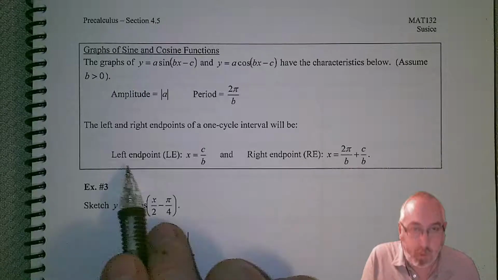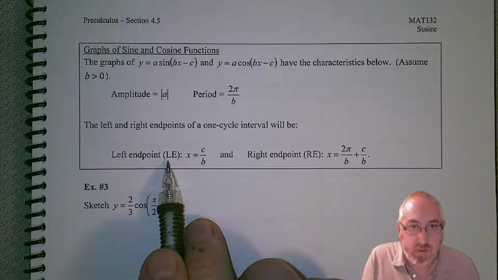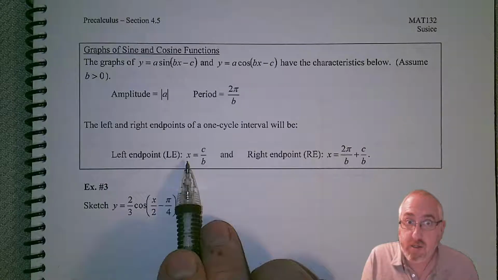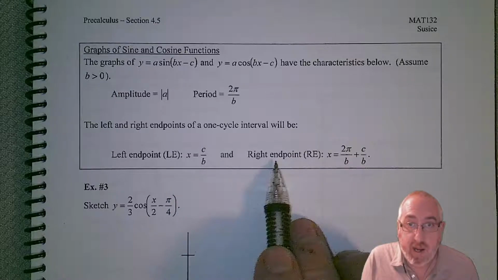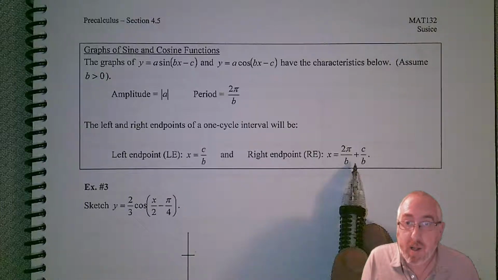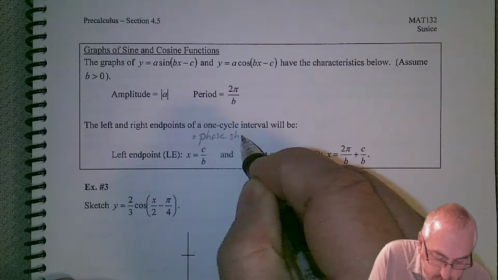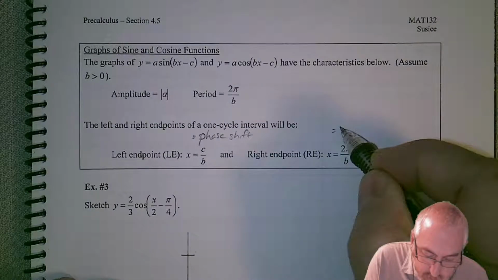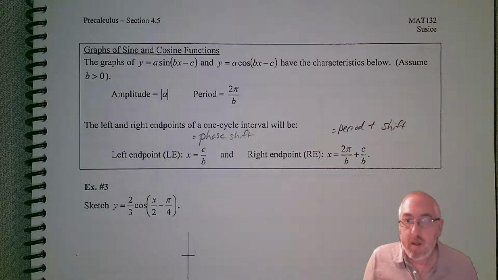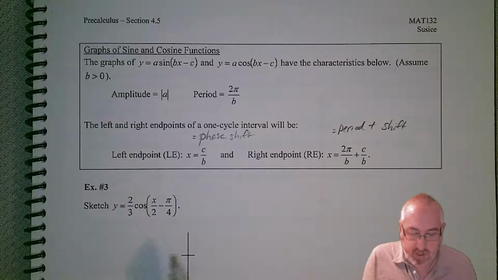Our left endpoint, which we'll label LE for short, will be whatever the phase shift is. So x will be c over b. And the right endpoint, RE for short, is going to be x equals the period plus the shift. That's a nice way to think of it. So this is always going to be the phase shift, and this is always going to be the period plus the shift. That's a nice, easy way to remember these two endpoints.